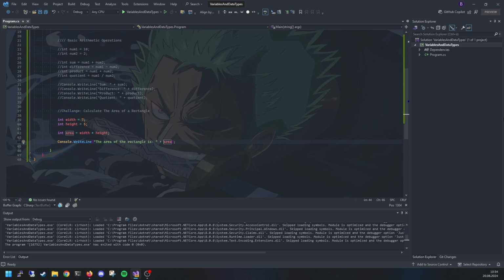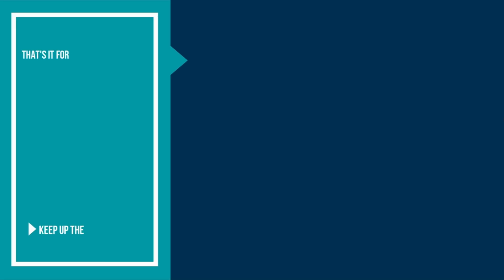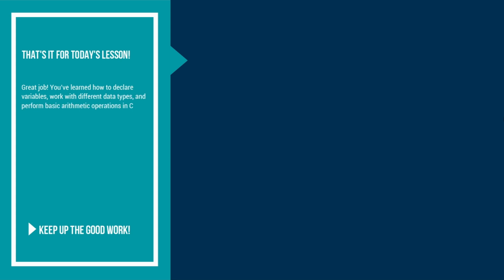That's it for today's lesson. You now know how to declare variables, work with different data types, and perform basic arithmetic operations in C#. Keep practicing, and you'll get more comfortable with these concepts in no time. In the next video, we'll explore control structures like if statements and loops, which will allow us to make decisions in our programs and repeat actions.